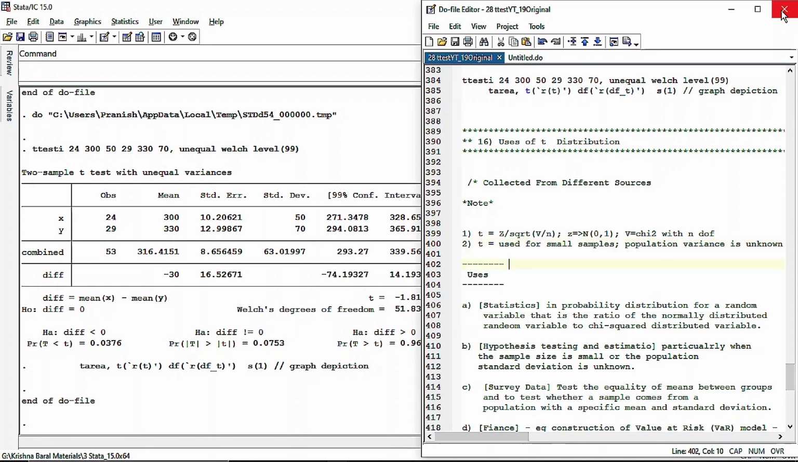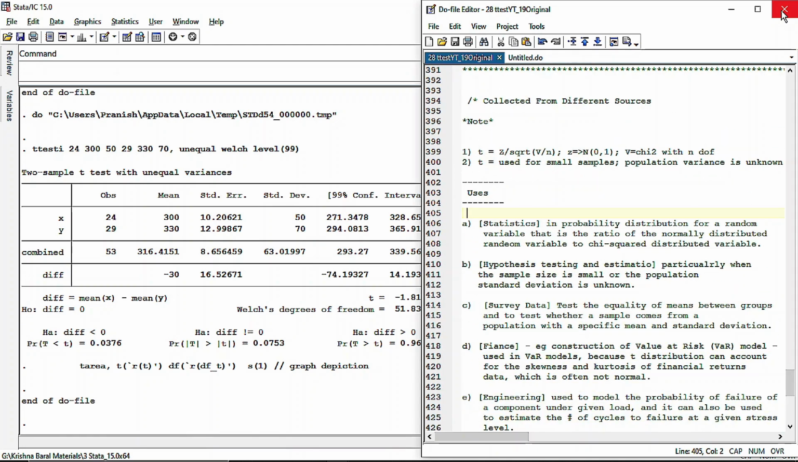Now let us see some of the uses. First of all, in statistics, it is a probability distribution for a random variable that is the ratio of a normally distributed random variable to a chi-square distributed variable. It is used for hypothesis testing and estimation, particularly when the sample size is small or the population standard deviation is unknown. So in case of survey data, it tests the equality of means between groups, and tests whether a sample comes from a population with a specific mean and standard deviation.